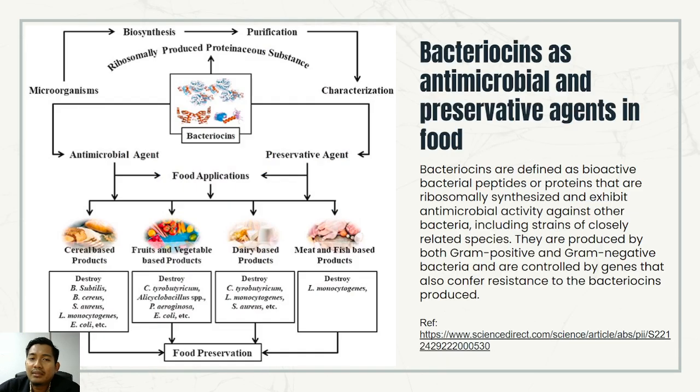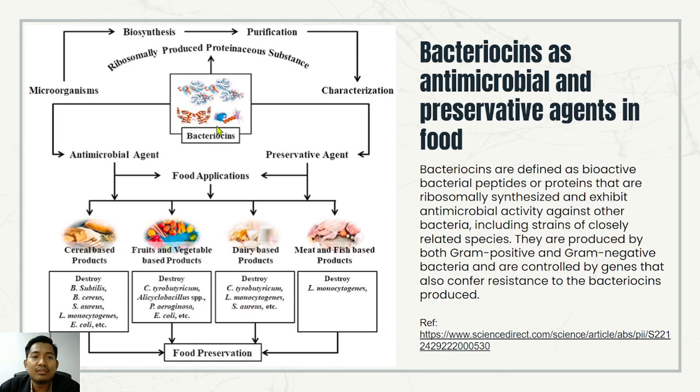So this is some literature on bacteriocin as an antimicrobial and preservative agent in food. Bacteriocins are defined as bioactive bacterial peptides or proteins that are ribosomally synthesized and exhibit antimicrobial activity against other bacteria, including strains of closely related species. They are produced by gram-positive and gram-negative bacteria and are controlled by genes that also confer resistance to the bacteriocin produced. This is the cycle.